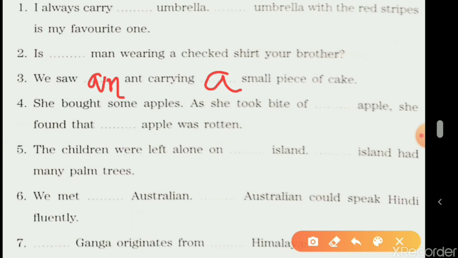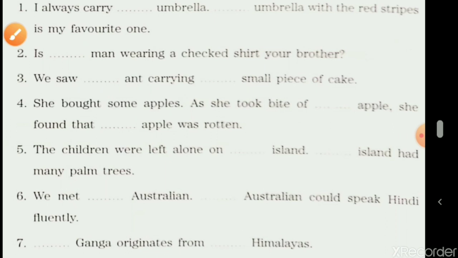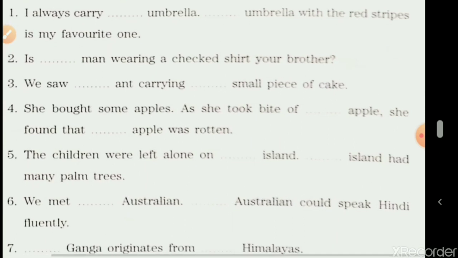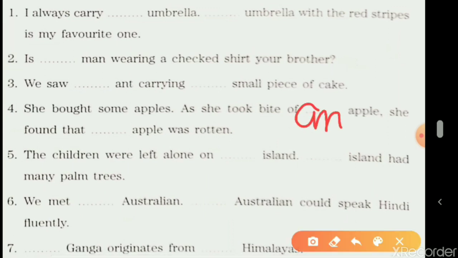Fourth, she bought some apples as she took a bite of an apple. She found that the apple was rotten. Now, out of those apples she has selected any one, so before that we have used an. And again, in the sentence, when that particular apple is repeated, we have used the before the apple.